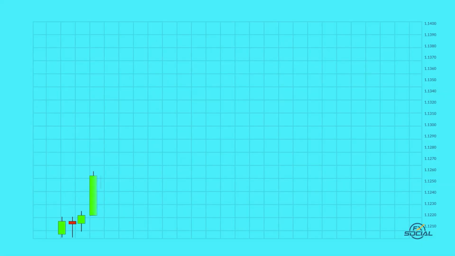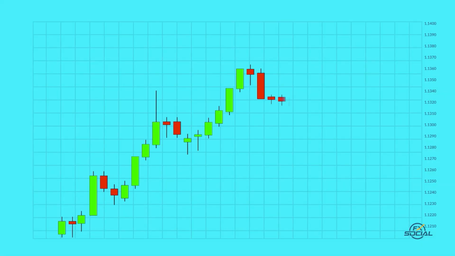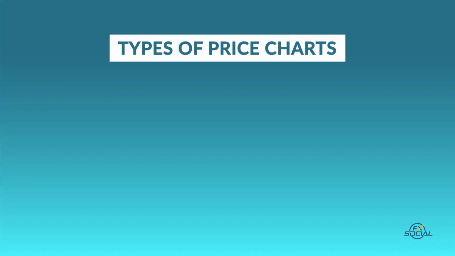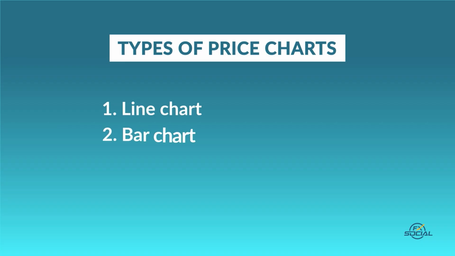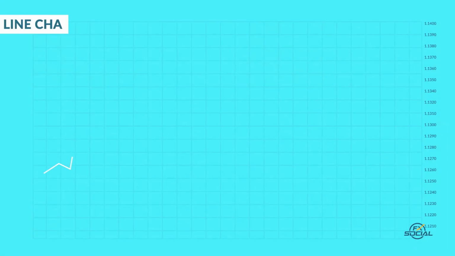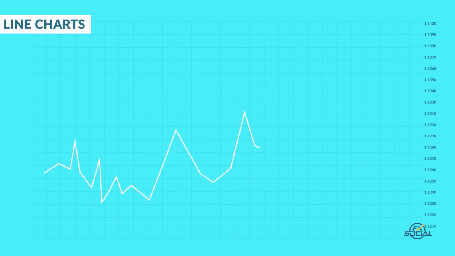A chart is simply a visual representation of a currency pair's price over a set period of time. Let's take a look at the three most popular types of price charts. 1. Line chart. 2. Bar chart. 3. Candlestick chart. Line charts are drawn by simply connecting one closing price to the next closing price in one single line. The main advantage of this type of chart is that it's extremely clean. It filters out a lot of market noise.